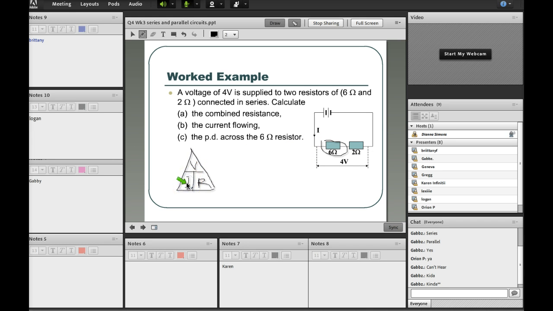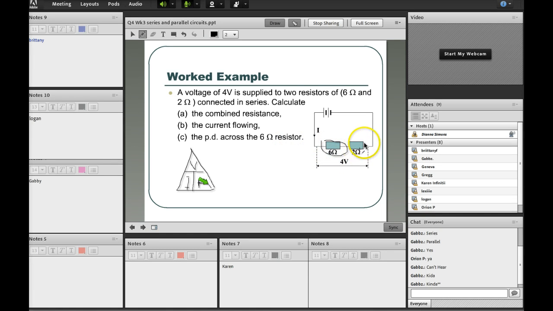What's our current? What's our resistance? No, just across the 6. Oh, 6. So 0.5 times 6 is, what's half of 6? 3. So that's the voltage across here.